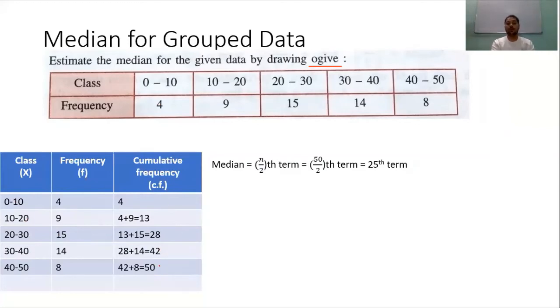When we have the cumulative frequency, the last term will be your n. Now find n. N is even, so we'll apply the median is equal to n by 2th term. N by 2th term, that is 50 by 2th term, which is equal to 25th term. Now the 25th term will be your median.